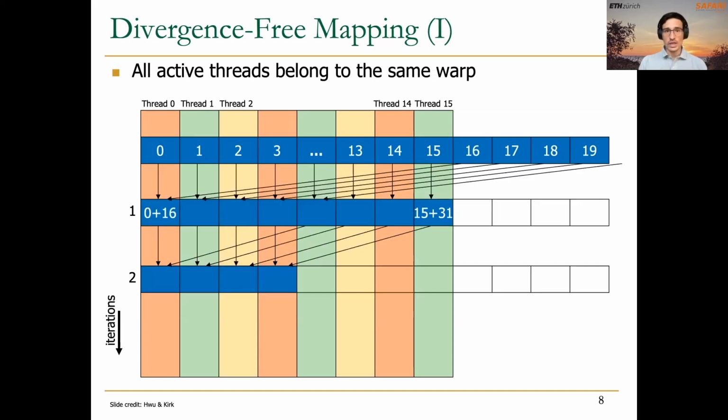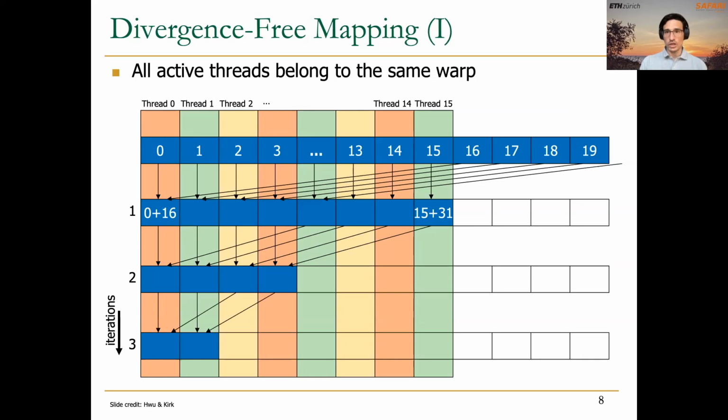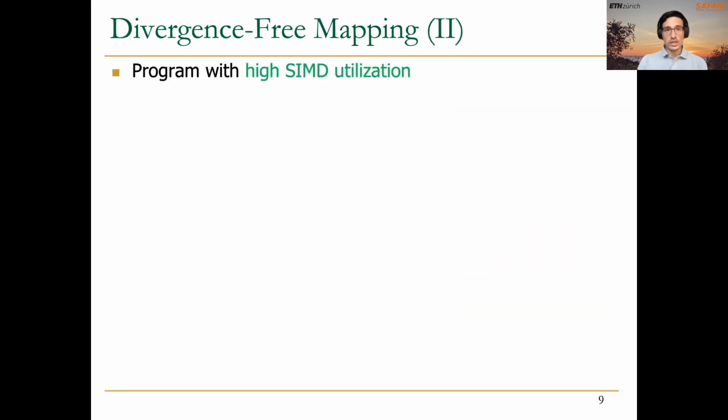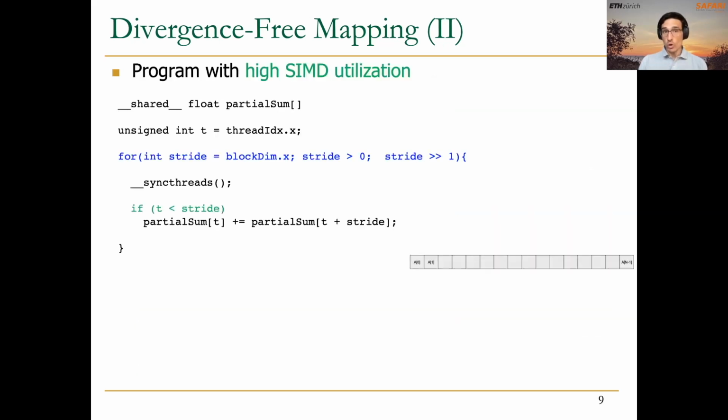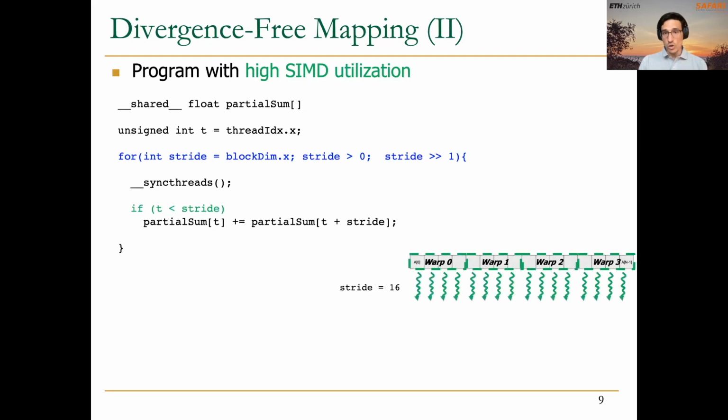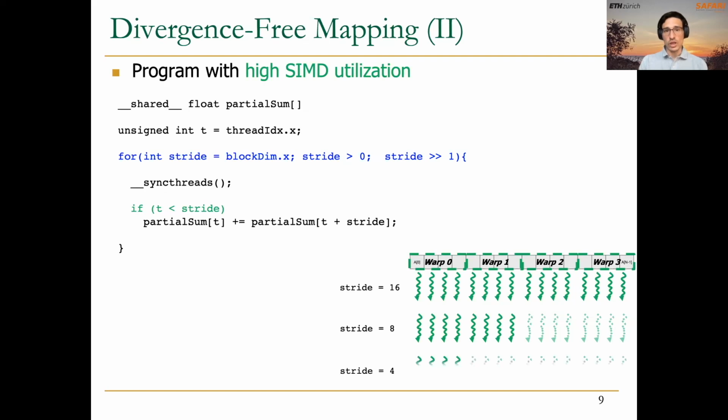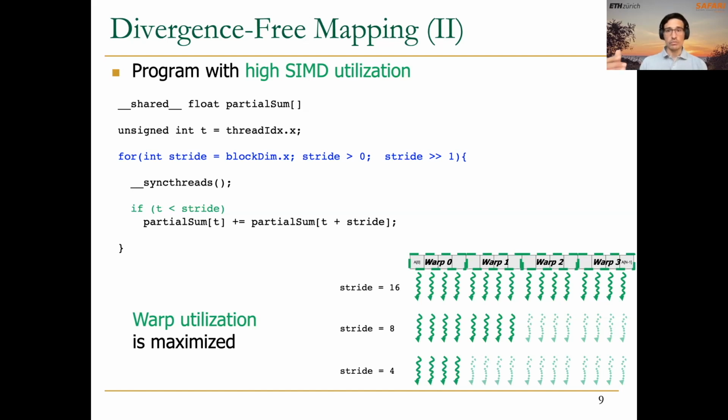And when they start retiring iteration after iteration, we will make sure that the remaining threads, the threads that continue being active, belong to the same warp. Here you can see the code with high SIMD utilization, and you can also see in this figure how from one iteration to the next, half of the threads retire, and those threads that remain belong to the same warp, and that increases the warp utilization significantly, thus producing much higher performance.